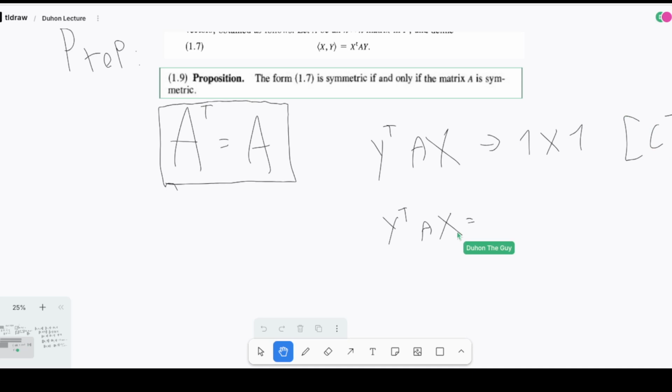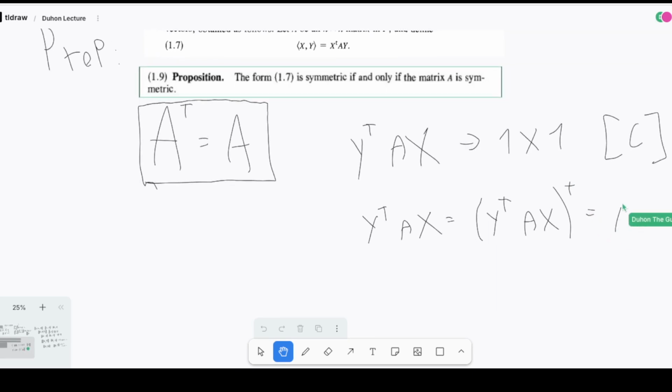We can clearly see this. Now we do (y^T A x)^T. That is going to be equal to... No, wait, I think I wrote this wrong. One second. Yeah, you invert these. Okay, it's going to be equal to x^T A^T y.